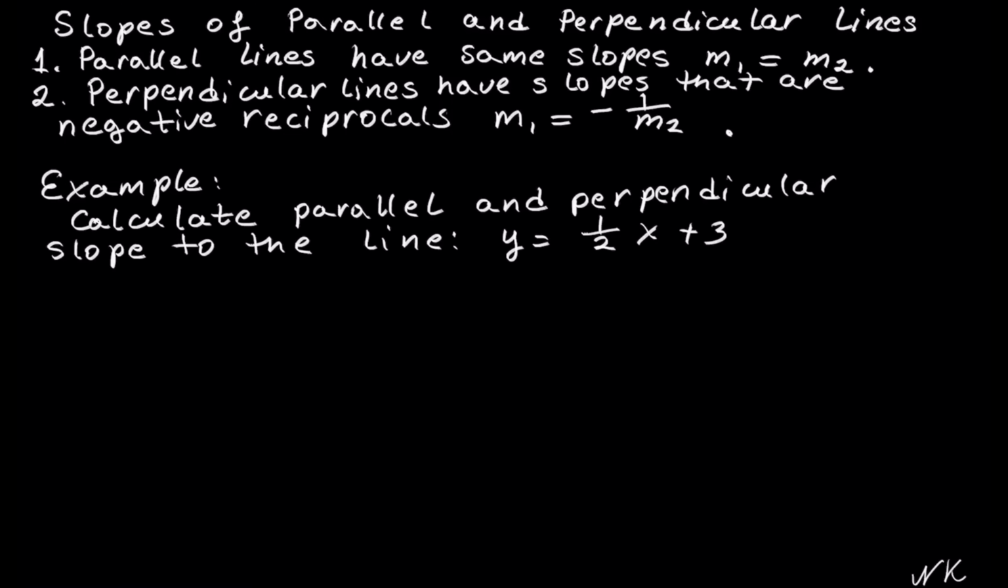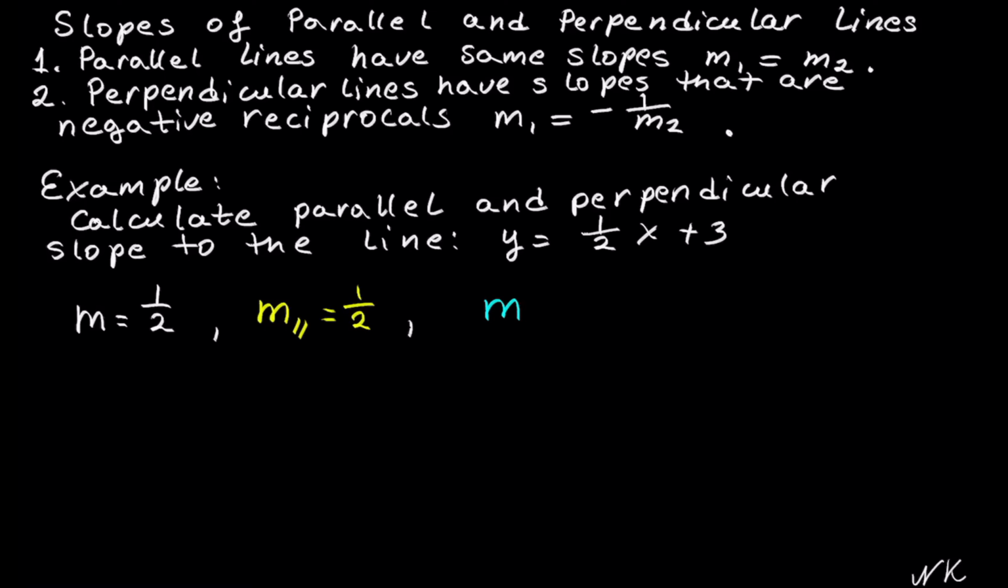So for example, let's calculate parallel and perpendicular slope to the line y equals 1/2 x plus 3. Let's begin with the slope of this line, and the slope is always the coefficient of the x, and we have 1/2 of x, so the slope is 1/2. The next slope, let's do parallel slope, indicated by two parallel lines as a subscript, is the easiest one to calculate because it's the same slope as the slope of the line, so parallel slope is 1/2.